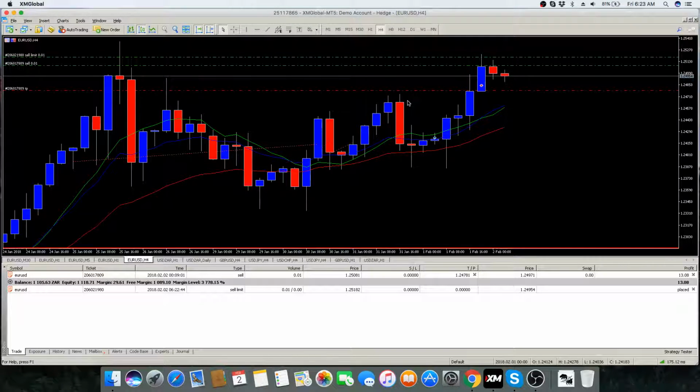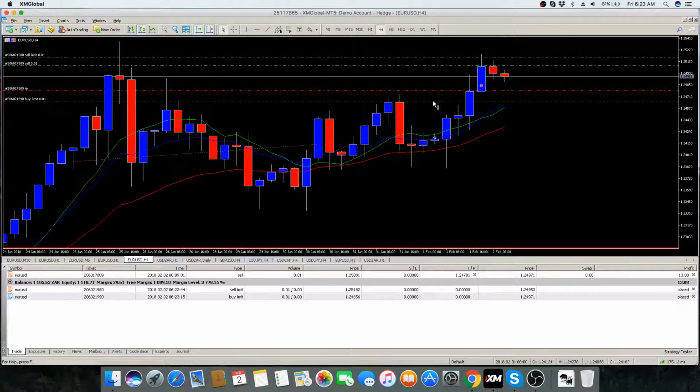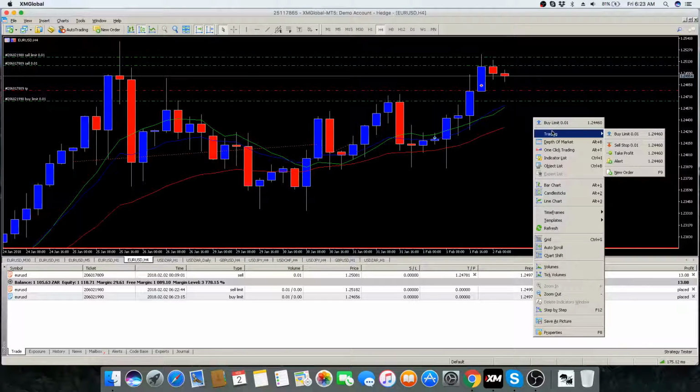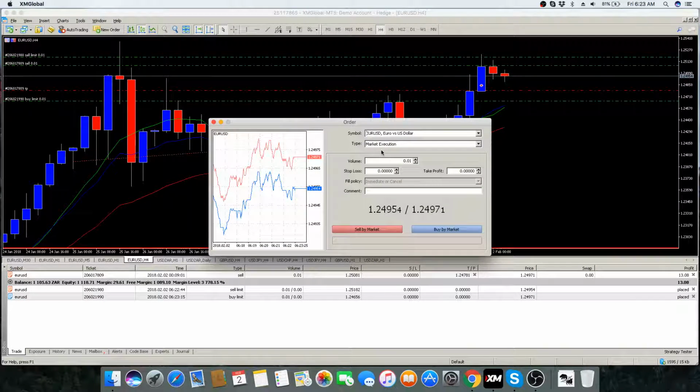I'll wait for it to appear. There we go. Yeah, but you don't have to use this. You can also, MT5 has something here, or you could go into new orders and select the price that you want, the precise price that you want.